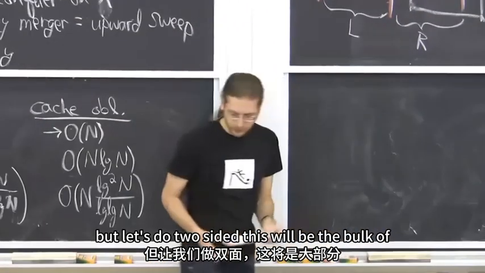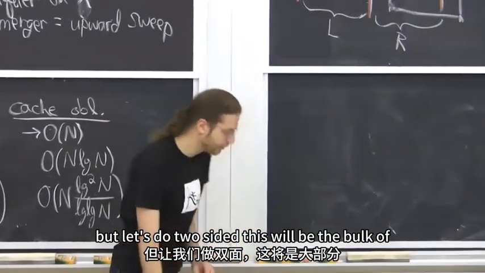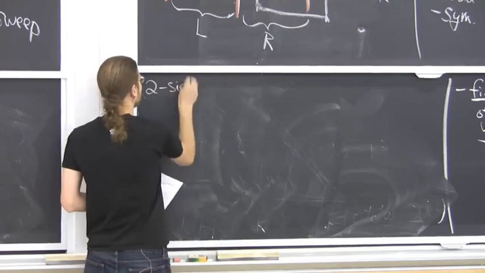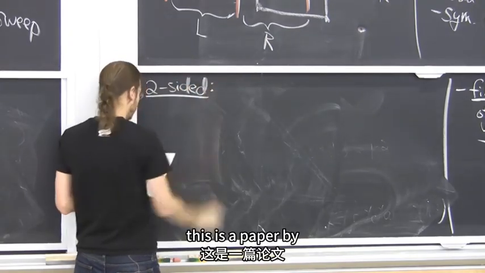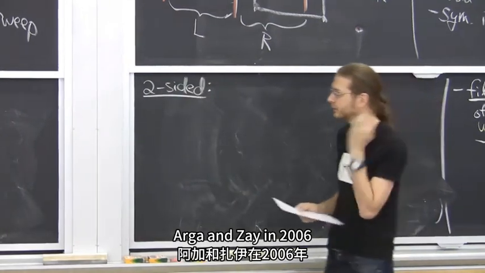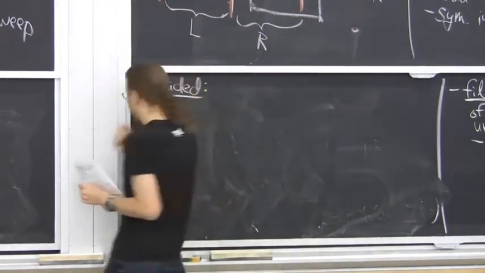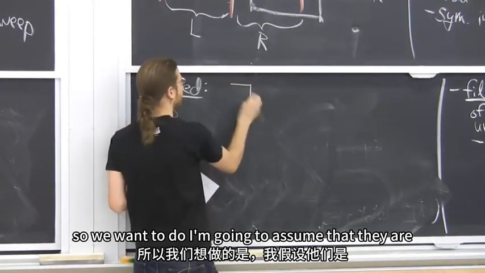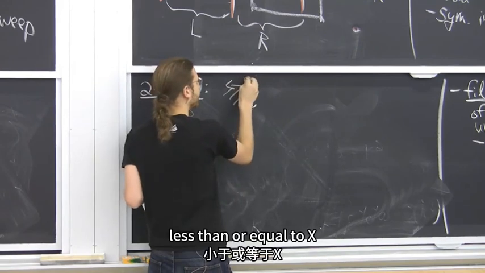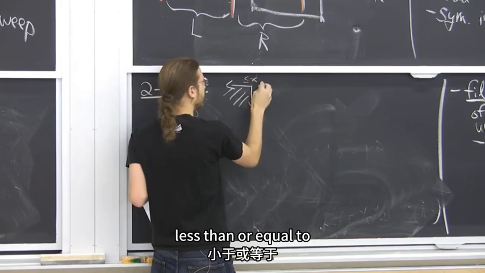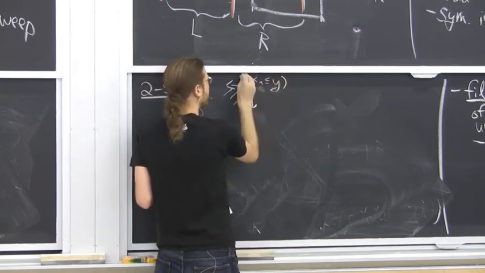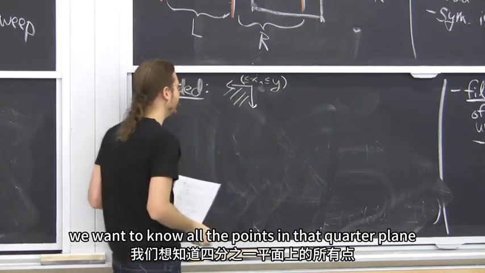Okay, but let's do two-sided. This will be the bulk of the lecture. This is a paper by Arge and Zeh in 2006. All right, so I'm going to assume that they are this kind of quarter plane queries: less than or equal to x, less than or equal to some y coordinate. We want to know all the points in that quarter plane.